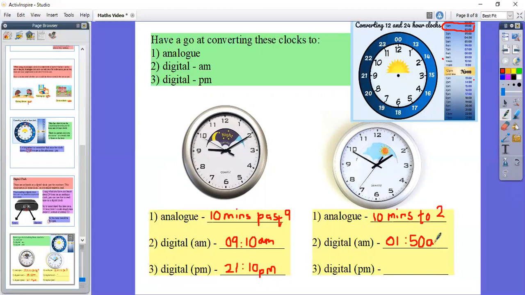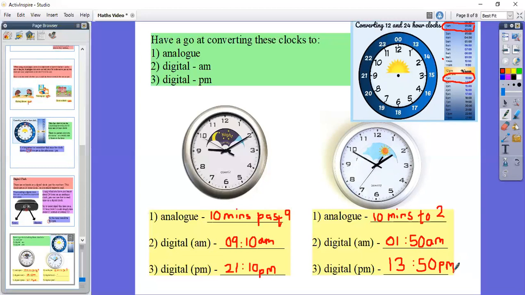And now converting that to PM, I know 1 p.m. plus 12 is 13, so it's going to be 13 hours and 50 minutes in the PM.